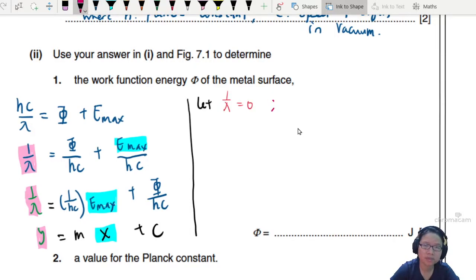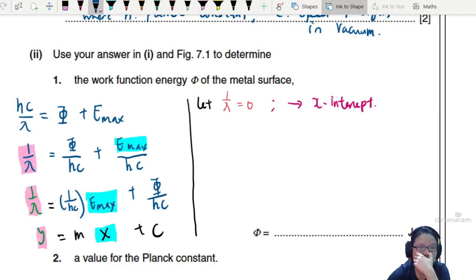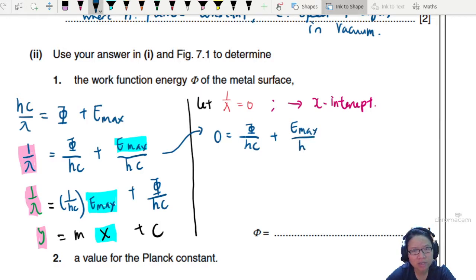Then this is for us to find the x-intercept. So I'm going to need to substitute into the equation. I think I will continue from this equation. So if 1 over lambda is 0, 0 is equal to work function over hc plus maximum KE over hc.